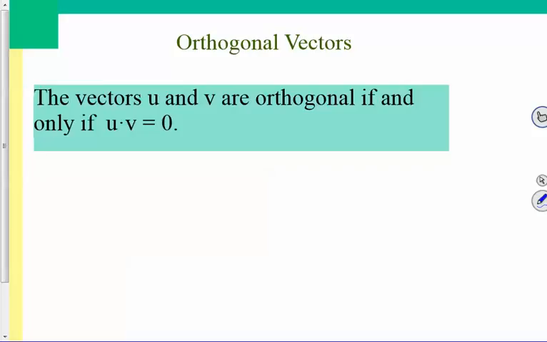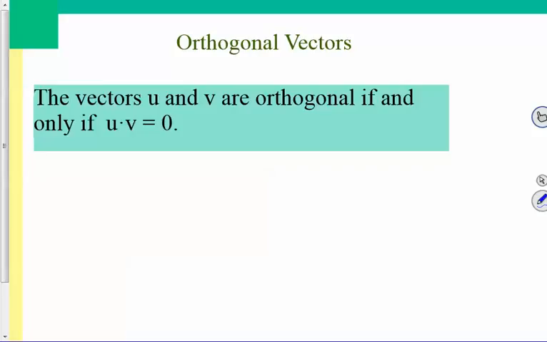The 0 vector has no direction angle, so technically speaking, the 0 vector is not perpendicular to any vector. However, the 0 vector is always orthogonal to every vector. So essentially, orthogonal is just fancy talk for perpendicular. If u dot v is 0, then they are orthogonal, which means they're at 90 degrees.